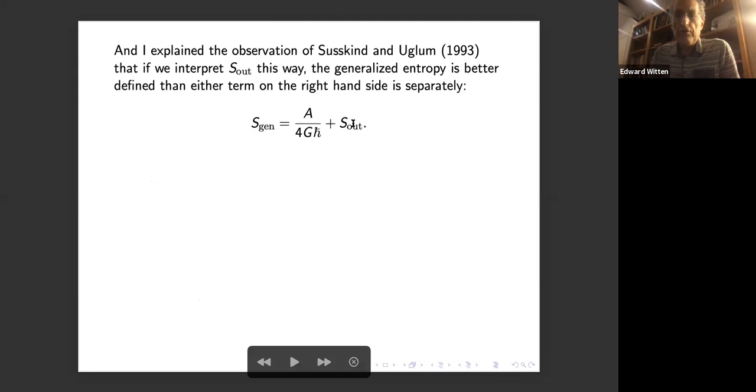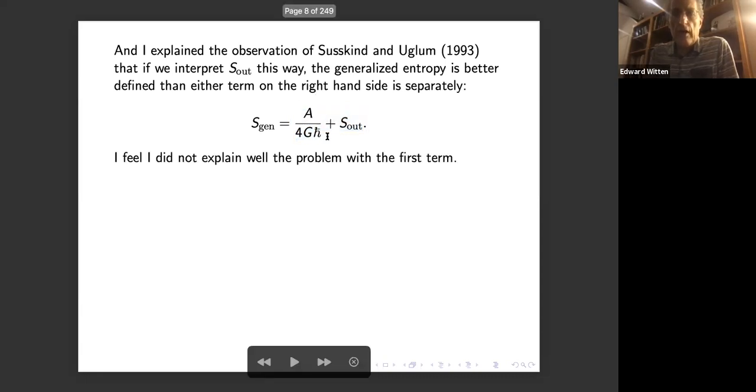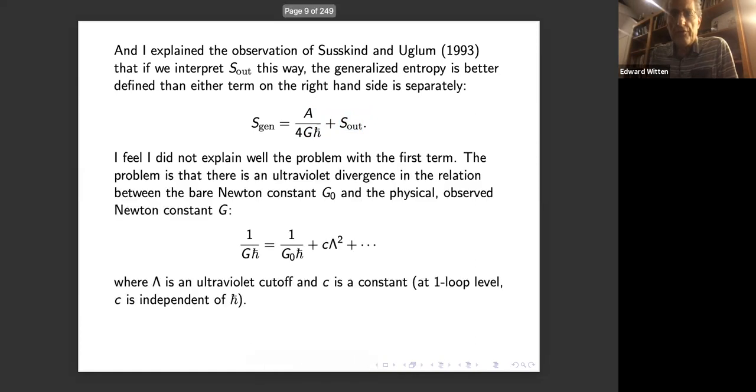As Sorkin had noted, S out has a divergence proportional to the area of the horizon. In 4 dimensions, it's a quadratic divergence. It's slightly less obvious, but the area term also is divergent. I don't feel I explained it well, so I want to go over that. The problem is that there's an ultraviolet divergence in the relation between the bare Newton constant G0 and the physical observed Newton constant G. At one loop order, 1 over G h bar is 1 over G naught h bar plus a constant times the square of an ultraviolet cutoff.